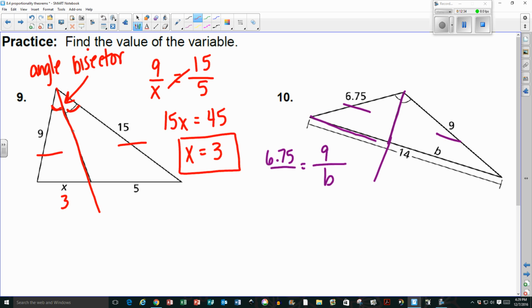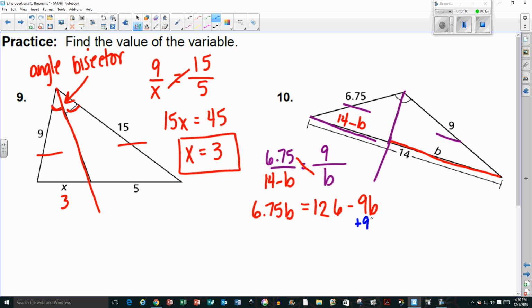So if we think back now, if the whole thing is 14 and this little piece right here is b, then this piece is 14 minus b. So this would be 14 minus b. Because these two pieces together, this little piece and this little piece here, have to add up to 14. So let's cross multiply. If we need to go over that more when I see you in class, we will. 14 times 9, 9 times b. So now I'm going to add 9b to both sides.